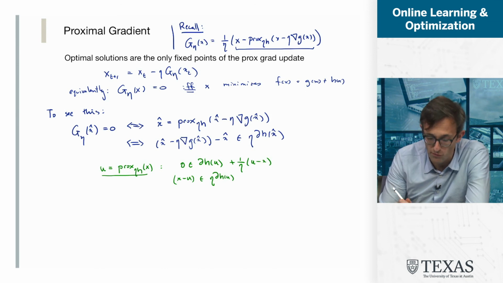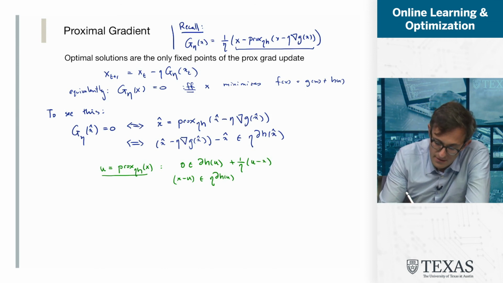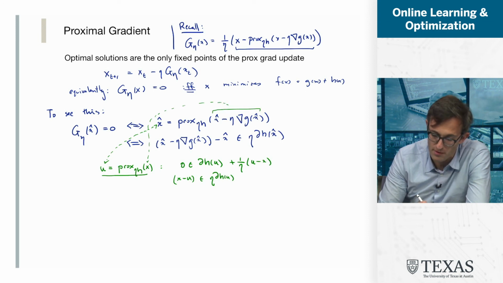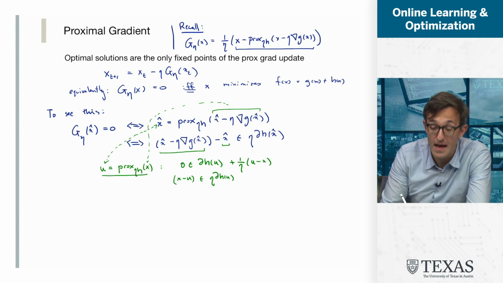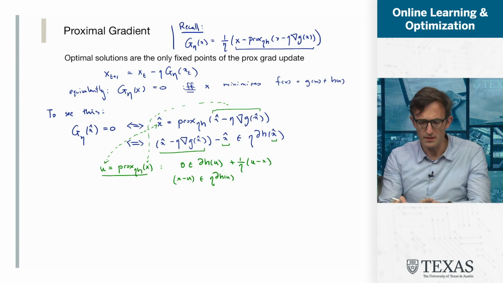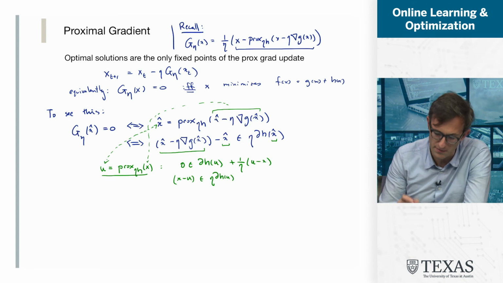So what's playing the role of what here? x hat is my u, and my x is this entire term. So x comes down here, minus u, that's my x hat, is an element of eta times the subdifferential of h at u, which is x hat. Okay, so this is a lot of notation, but it's a simple consequence of that.